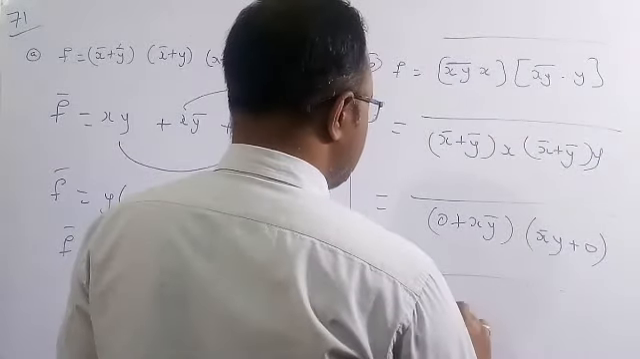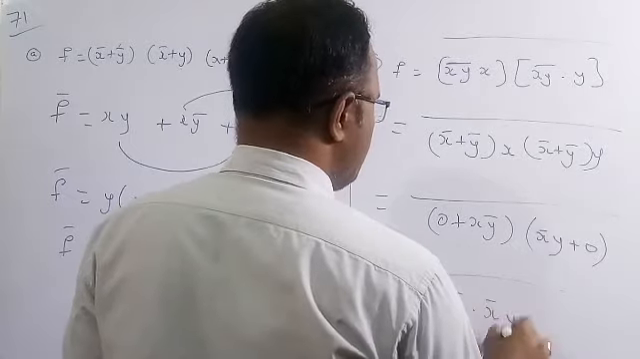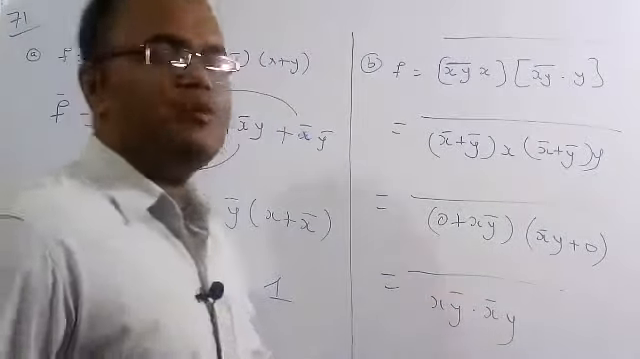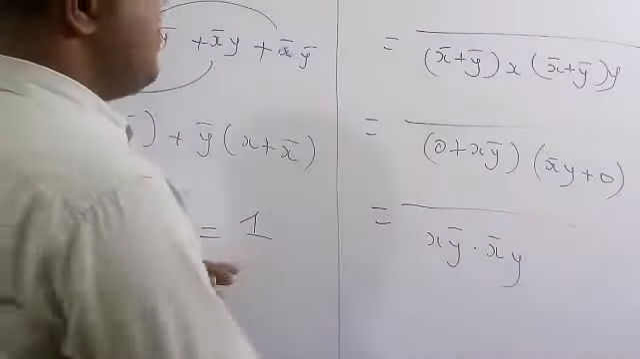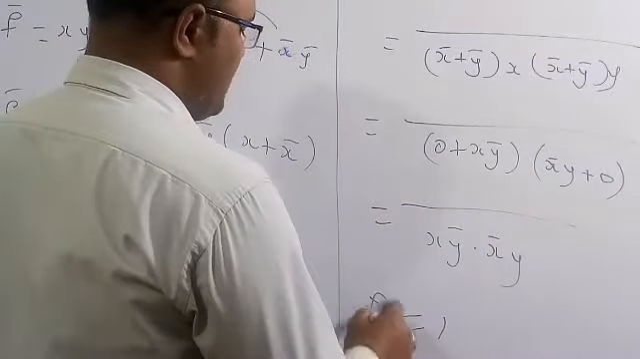Finally, x y bar into x bar y. So x into x bar is 0, and 0 into everything is 0. 0 whole bar is nothing but 1. Therefore finally f is equal to 1.